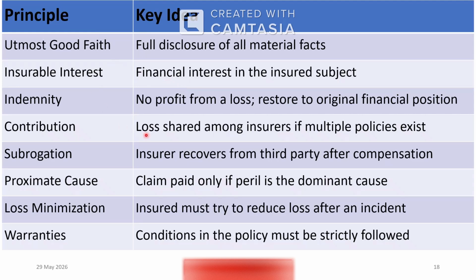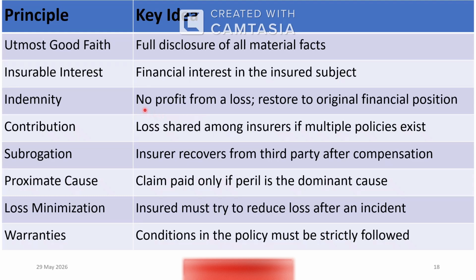I want you to draw this table in your notebook, where I try to describe all the 8 principles in a single line. So what is utmost good faith? Utmost good faith means full disclosure of all material facts. Insurable interest means financial interest in the insured subject. What is indemnity? As per indemnity, no profit from the loss, right?